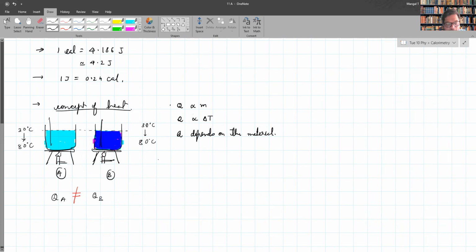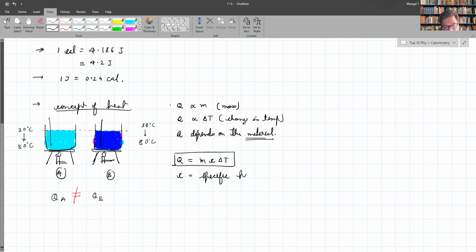which you are heating. Now all this together is written as mc delta T, where m stands for mass, delta T stands for change in temperature, and over here we have small c, which depends on the material and is called the specific heat capacity.